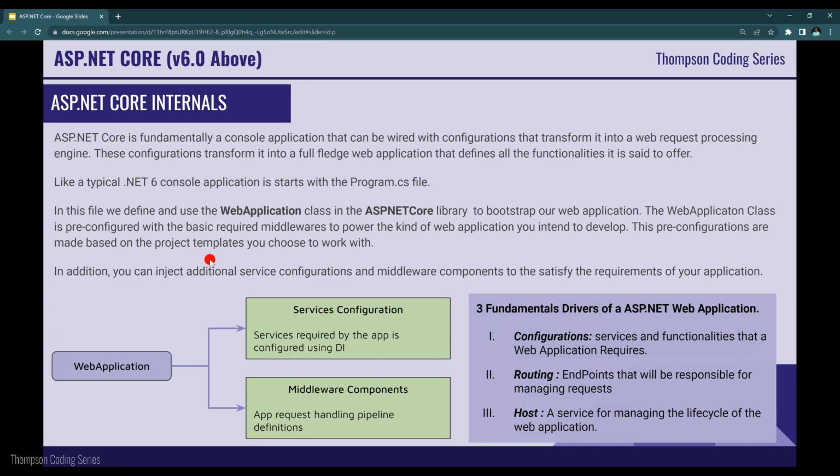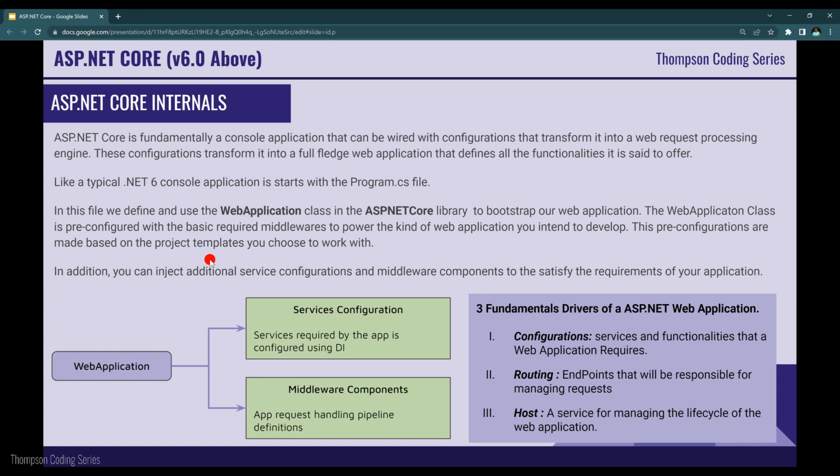And we have this. So what are the three fundamental drivers that are necessary for a typical ASP.NET Core web application? The very first thing I want you to understand is the number one driver is configuration. Configurations concern services and functionalities that the web applications you're developing require. All right, so you need to configure them. These configurations basically are settings, the settings you do on your web application.